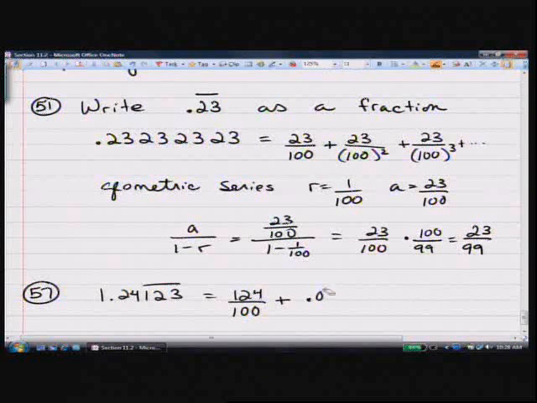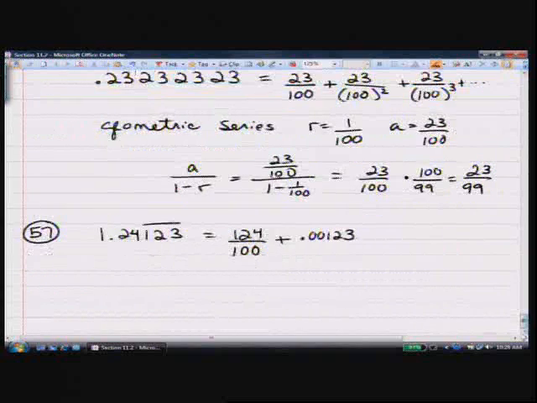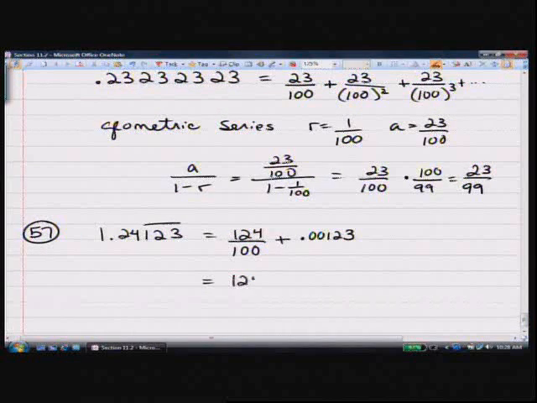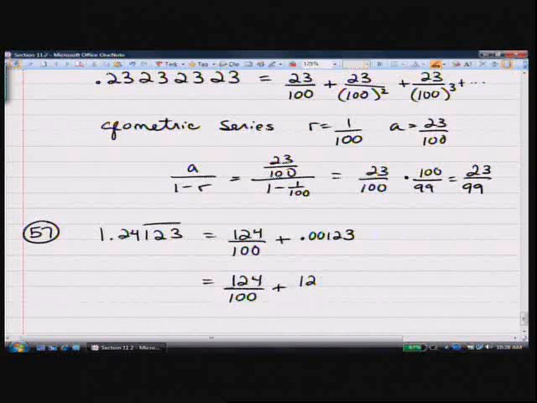Well, let's see. Then you would have 0.00123, which you could think of as 124 hundredths plus 123 over tenths, hundredths, thousandths, ten thousandths, hundred thousandths. So that's 123 over 100.